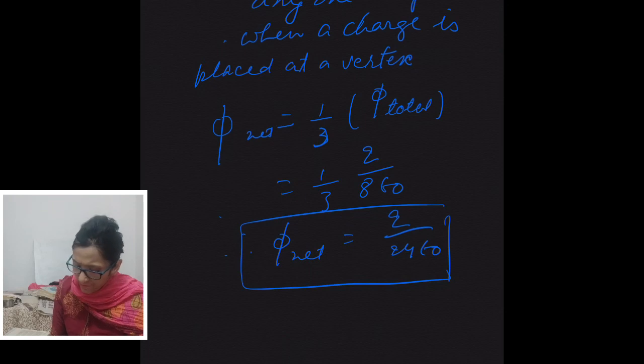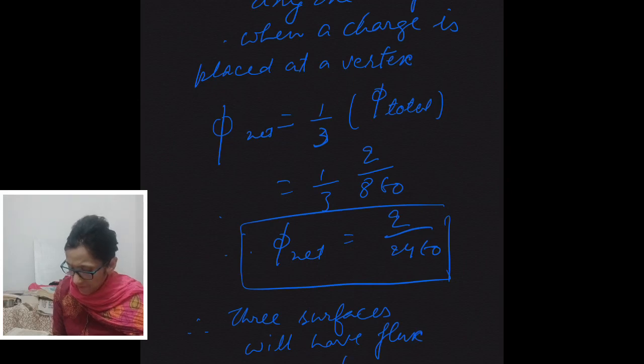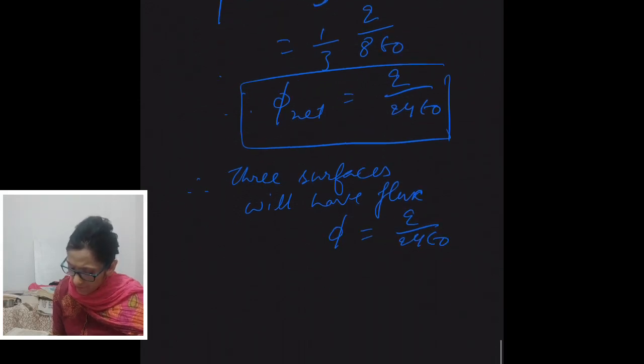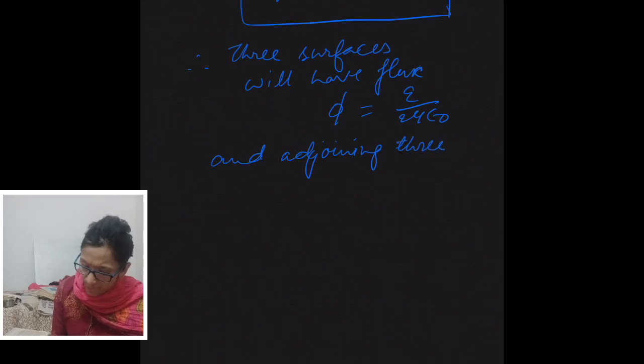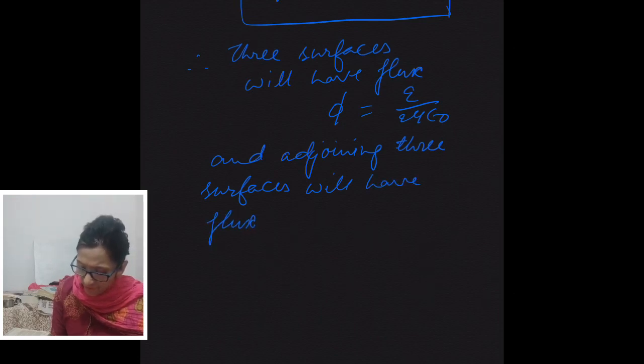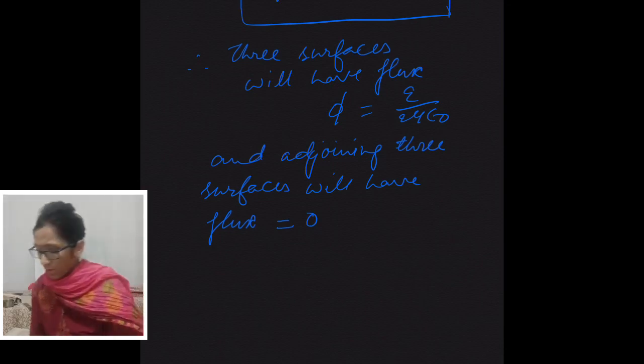So 3 surfaces will have flux, phi is equal to Q by 24 epsilon naught, and the adjoining 3 surfaces will have flux equal to 0. So let me conclude.